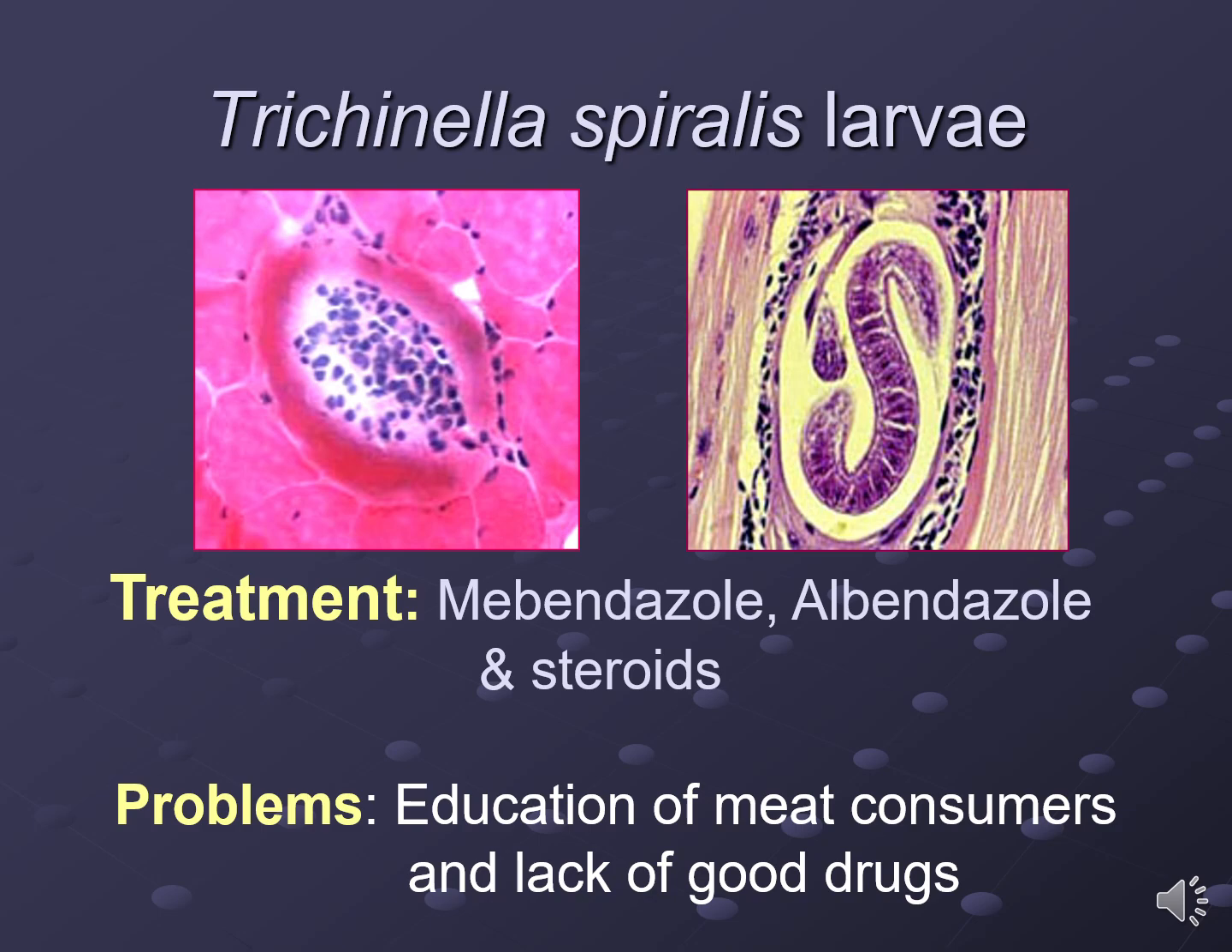Treatment is mebendazole or albendazole and steroids. Why? Because there is a lot of inflammation, and as you kill more of those cysts, there will be more inflammation as well. So steroids are needed as non-specific anti-inflammatory agents. Problems: education of the meat consumers and lack of good drugs.